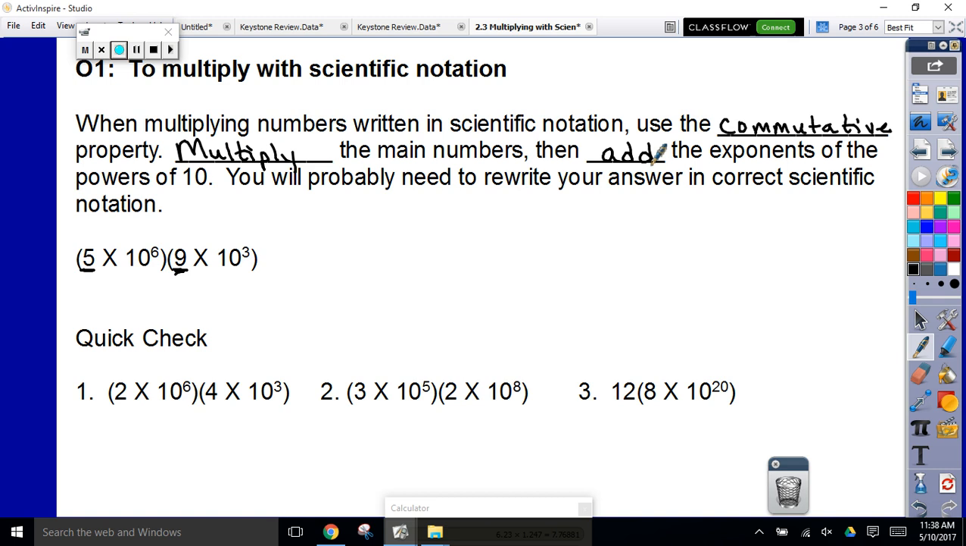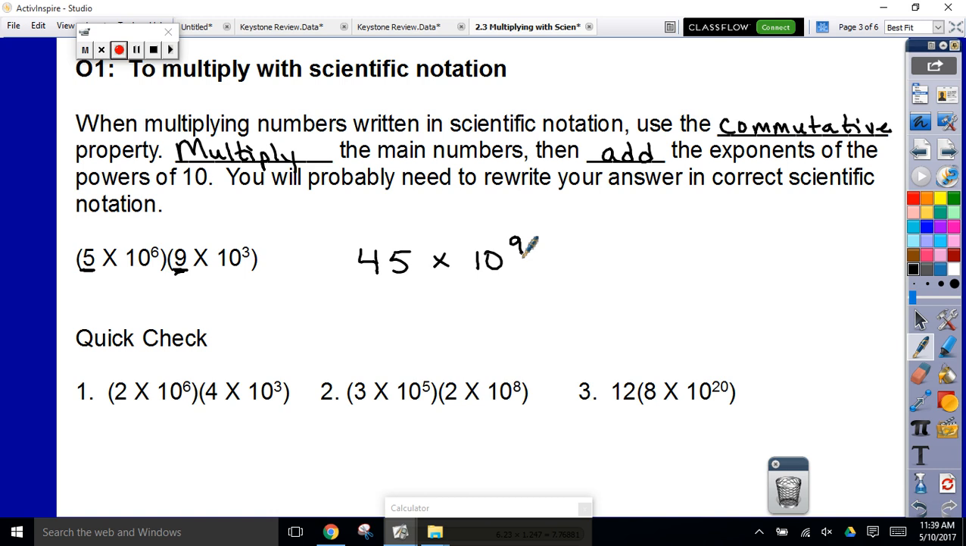Now what happens a lot of times is we have to rewrite the answer, because in scientific notation we can only have one digit to the left of the decimal, so sometimes we have to move our decimal and adjust our answer. And that's going to happen with our first one. If we multiply the main numbers, 5 times 9 is 45, times 10, we're going to add the exponents. 6 plus 3 is 9, so we have times 10 to the 9.